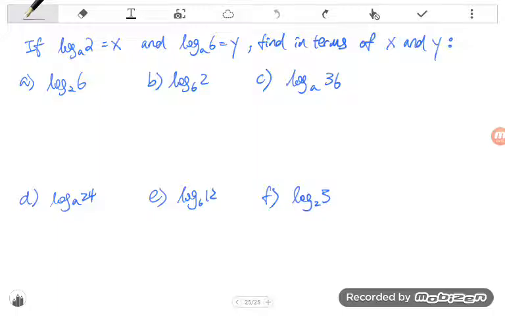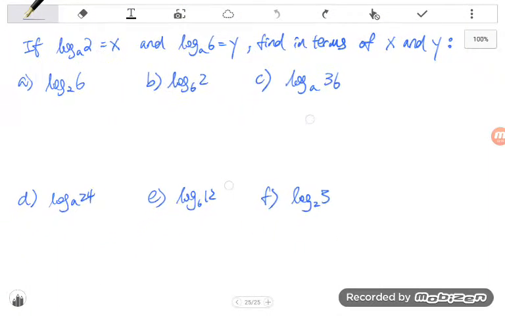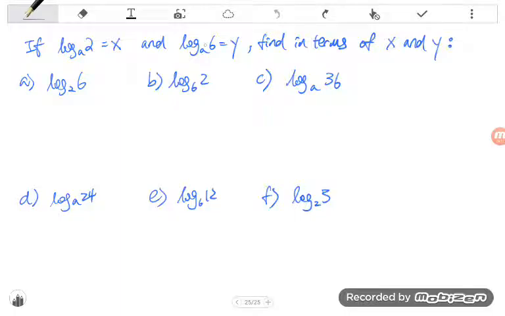All right, welcome back. So I have x. The x is equal to log 2 to the base of a. Y is equal to log 6 to the base of a. Okay, so they're both to the base of a. And we need to represent a, b, c, d, e using x and y. So very similar to what we did just now.